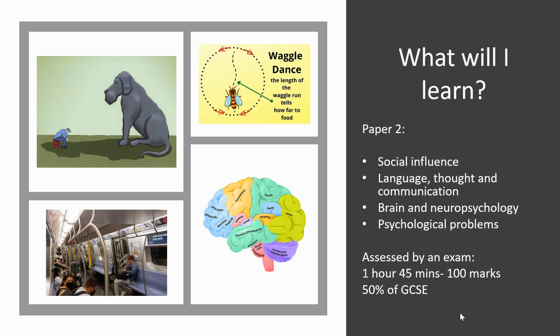Now, as you can see, both these papers are assessed by an exam at the end of year 11. This exam is 1 hour 45 minutes out of 100 marks, and each paper will make up 50% of your GCSE.